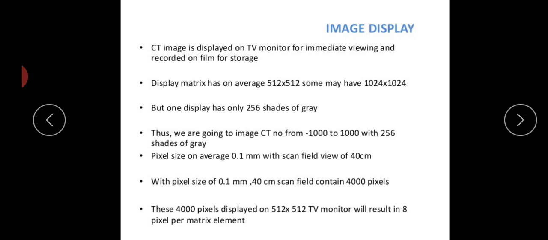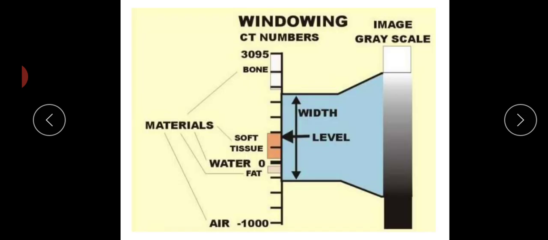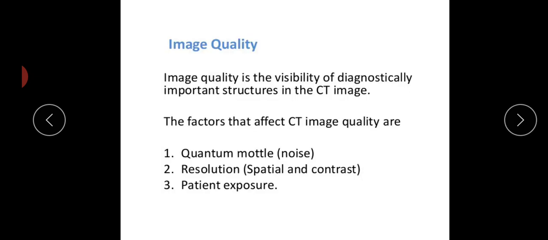The CT image is displayed on a TV monitor for immediate viewing and recording on film for storage. The display matrix, on average, is 512 by 512. Some may have more than that, but the display has only 256 shades of grey. Thus, we are going to image CT numbers from minus 1000 to 1000 with 256 shades of grey. So this is the windowing. This is the window used for the CT numbers.